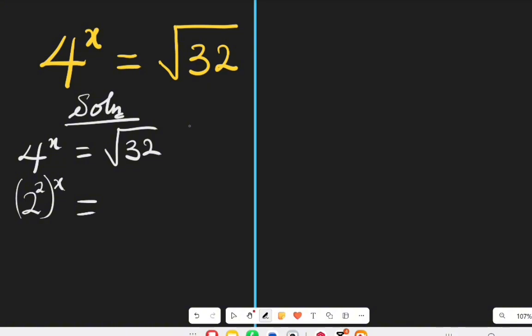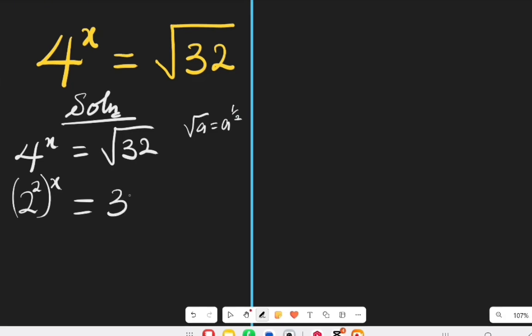in law of indices, whenever we have root of a, it is equal to a raised to the power of 1 over 2. And when we apply it to the right hand side, we are going to have 32 raised to the power of 1 over 2. Then if we move further, we can multiply the powers, which will give us 2 raised to the power of 2x equal to, we can express 32 in base 2, which will give us 2 raised to the power of 5, all raised to the power of 1 over 2.